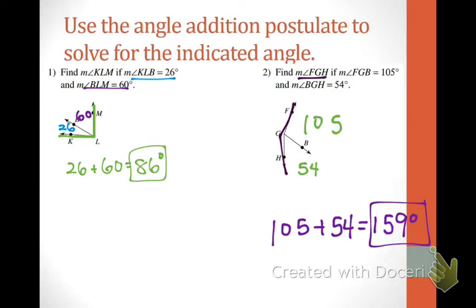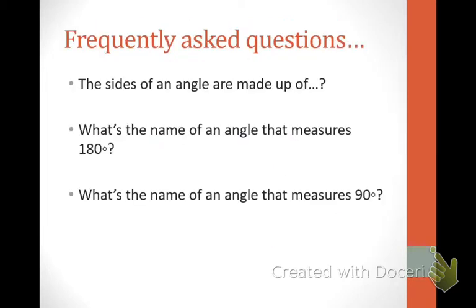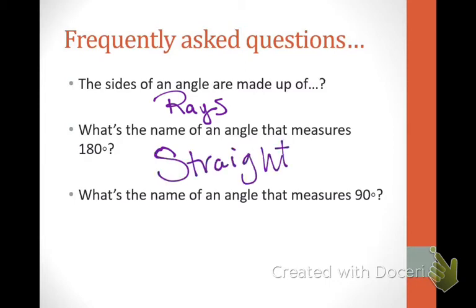All right, we're going to go over the frequently asked questions. The sides of an angle are made up of what? Rays. Perfect. What's the name of an angle that measures 180? Obtuse. You're wrong. Wait, straight. So, more than 90, less than 180.